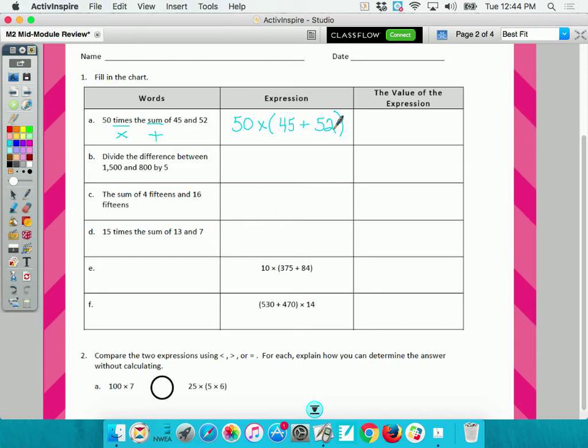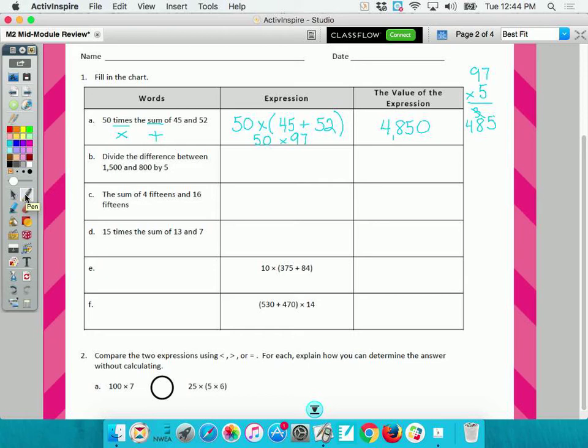Christian? 97. 97. So how would you solve 50 times 97? What would you do, Lexi? Standard algorithm. I'm going to go ahead and do 97 times 5, though. And then I'll add a 0 to the end. Don't you think? Yeah. So 35. Is that what you got? Yep. So the answer to that problem is 4,850.